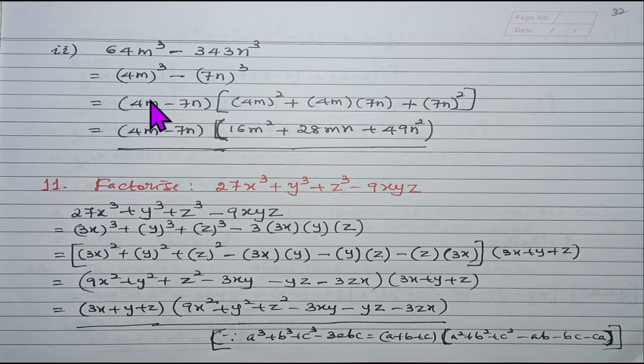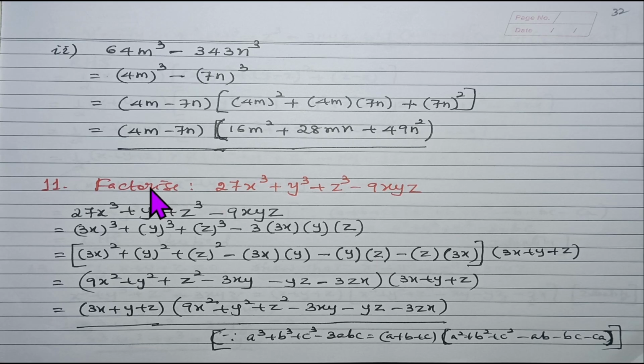Therefore, the first bracket is 4m minus 7n, and in the bracket we have 4m square plus 4m into 7n plus 7n square. So 4m minus 7n in the bracket, 4 square is 16m square, 4 times 7 is 28mn, and 49n square is the factorization of the given polynomial.